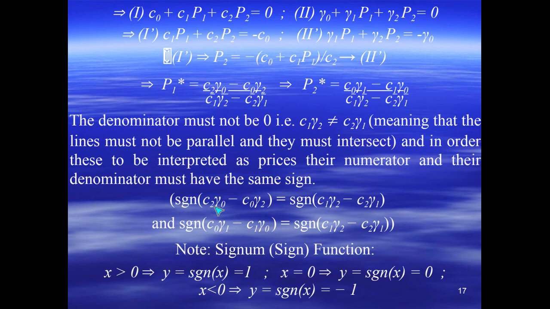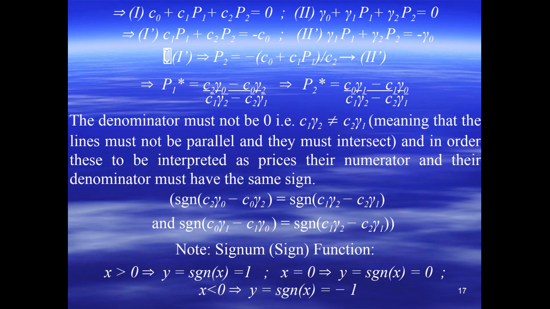Signum of C2 gamma 0 minus C0 gamma 2, which is the numerator, equals signum of C1 gamma 2 minus C2 gamma 1, the denominator. So both signs of the numerator and denominator should be the same. And it's the same for P2 star as well. Signum of C0 gamma 1 minus C1 gamma 0 should be equal to signum of C1 gamma 2 minus C2 gamma 1. Signum means sign.